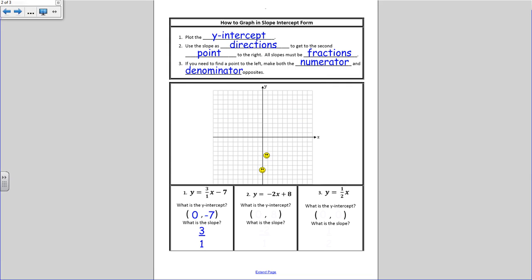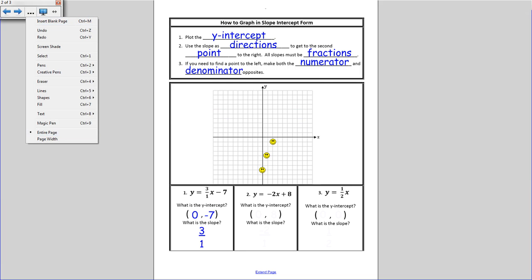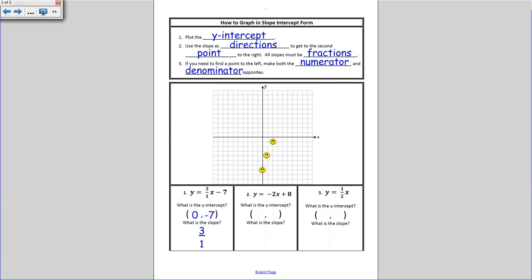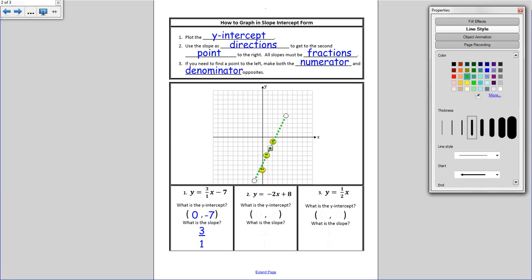You could find more points. I'm going to rise 1, 2, 3, run 1. That is where I'm going to connect my points. If you notice, the line I draw every time has arrows on both sides. It has to have arrows on both sides, a solid line, because that line goes forever in both directions.